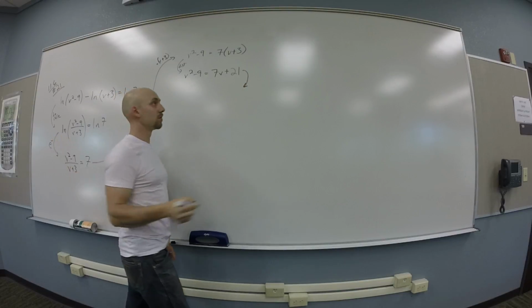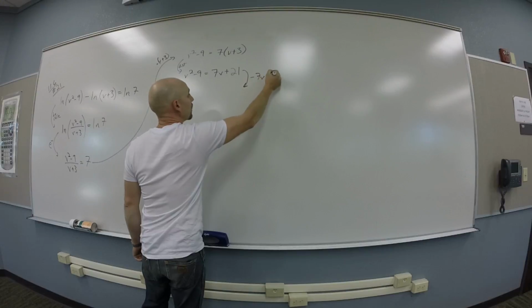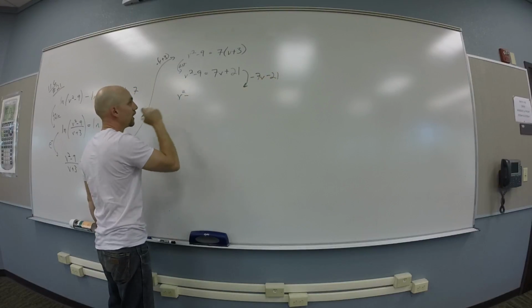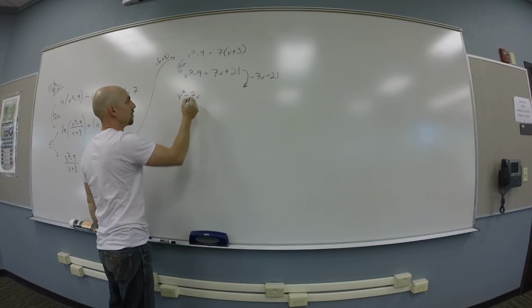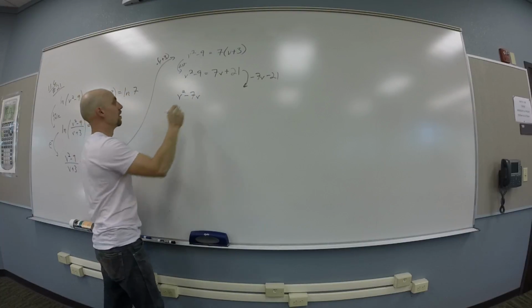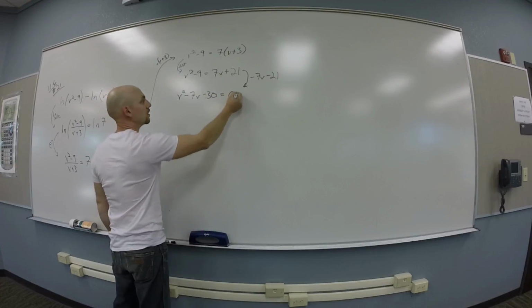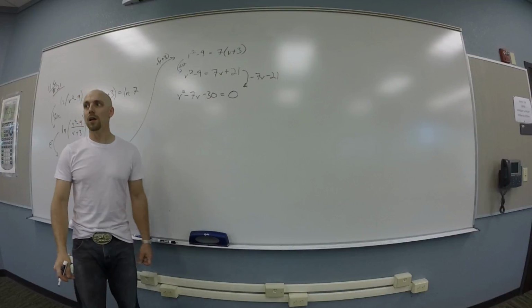Subtract 7b and subtract 21. So I'm going to get b squared minus 7b minus 30 is 0. And now what?